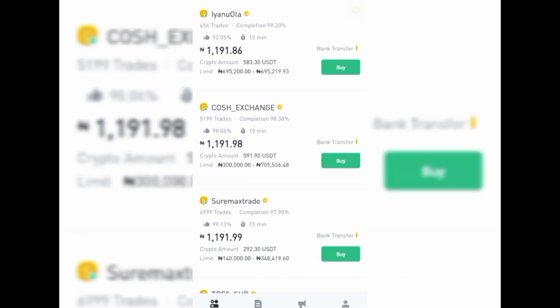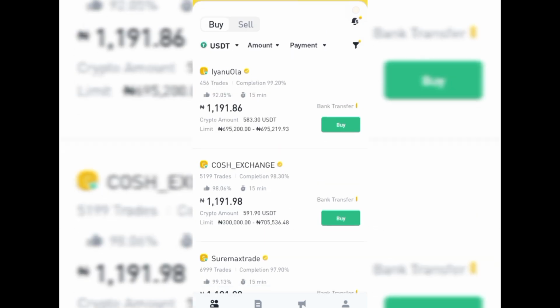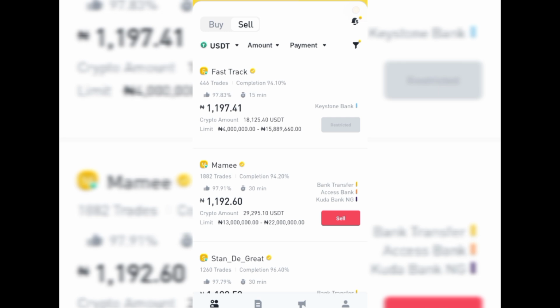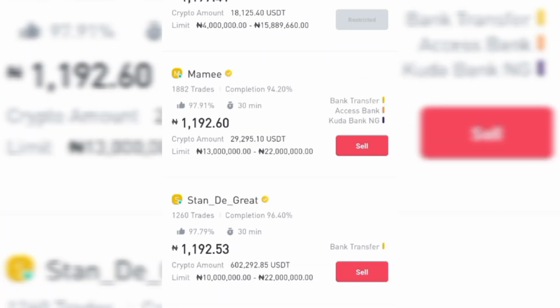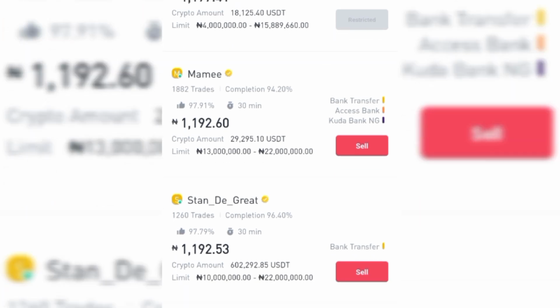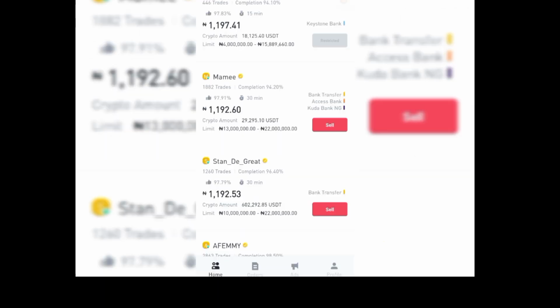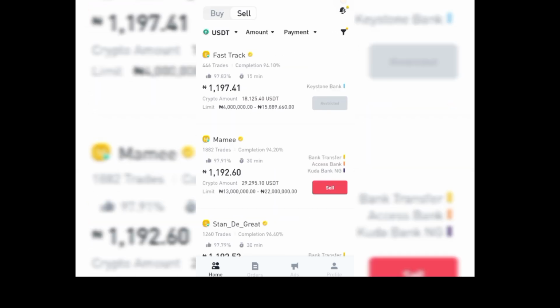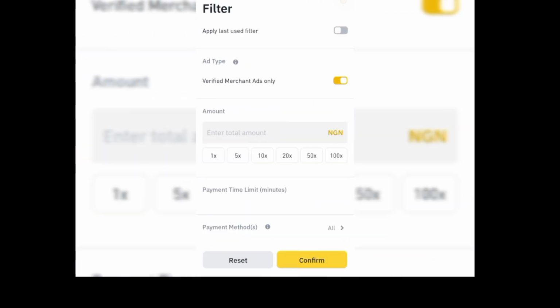So you can see here the limit is from 300,000 to 700,000 naira and above, and I'm under sell now. The first one has 4 million naira to 15 million naira and above, and another has 30 million naira to 20 million naira and above. That means this person is selling within that range, and what I want to sell is 100 USDT. Remember, after doing the conversion I still got like 99.33 USDT, so it is within 100,000 naira.